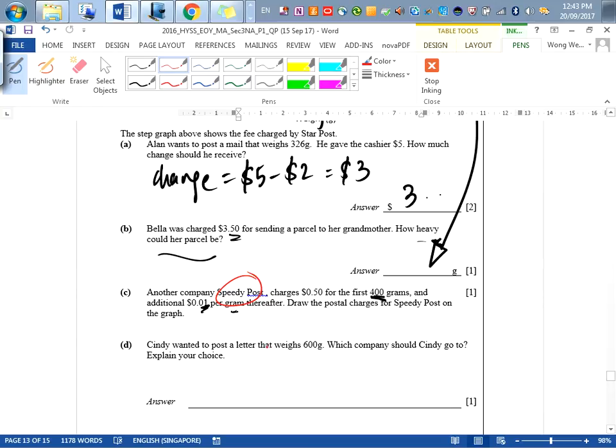So now Cindy wants to post a letter that weighs 600 grams. Which company should she go to? She will want to go to the one that offers a cheaper price, right?